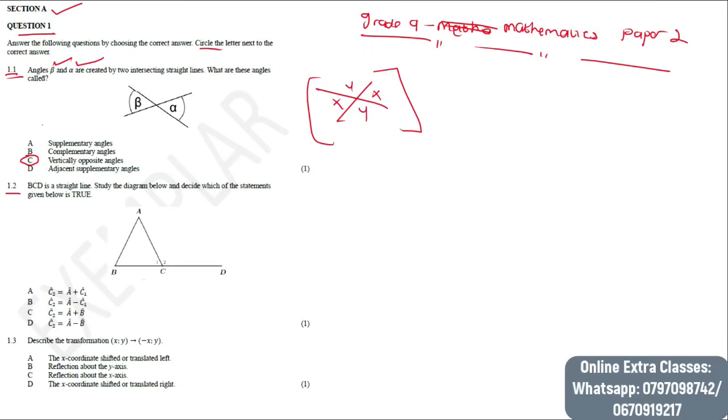Okay, and then next we will move to our next question, which is question 1.2. So question 1.2 says that BCD is a straight line. Now we are told to study the diagram below and decide which of the statements given below is true. So if we check here, we can see that we have a triangle, and then we also have our straight line. So we can see that this angle, which is angle C2, is an exterior angle, right? So angle A and angle B, when added together, are equal to our C2, which is an exterior angle.